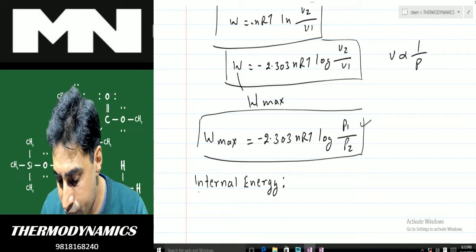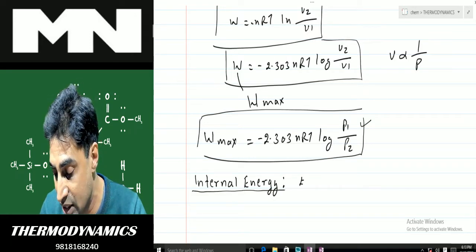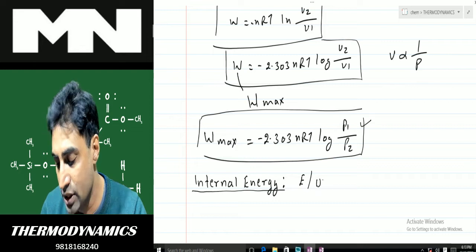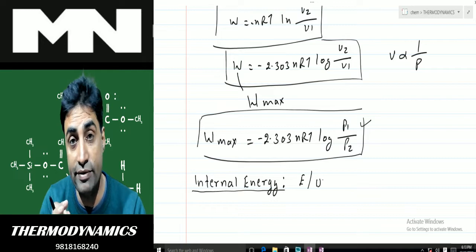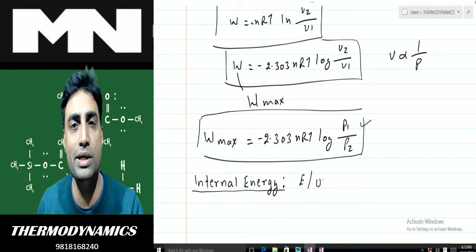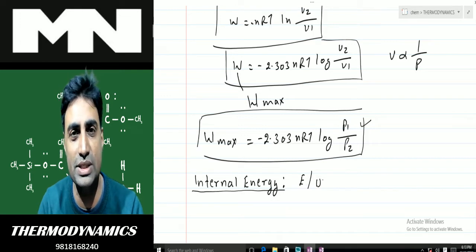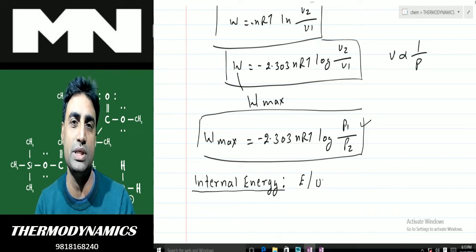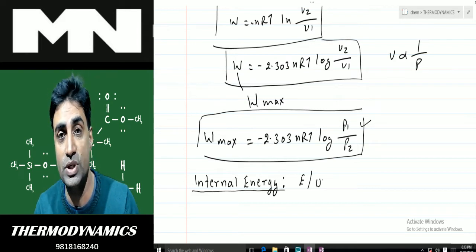Internal energy is many a time denoted by either capital E or capital U. Well, what is internal energy? Listen to the definition carefully. Internal energy is the part of energy stored within a substance, or we can say it is the total energy stored within a substance.